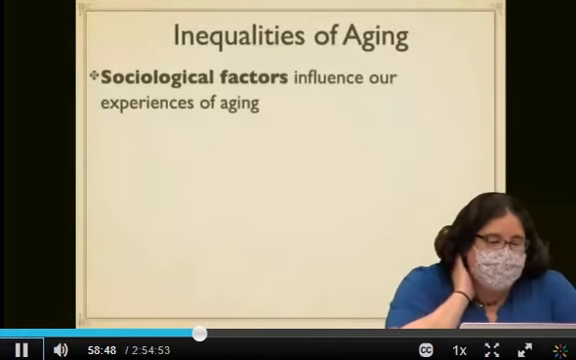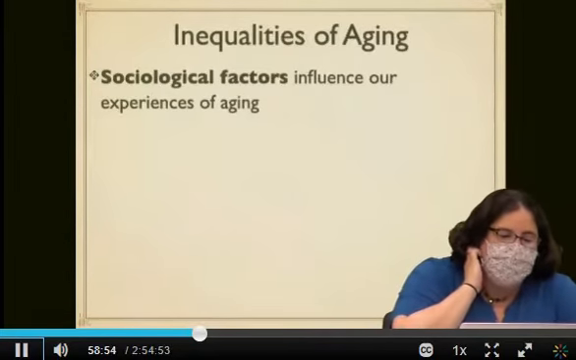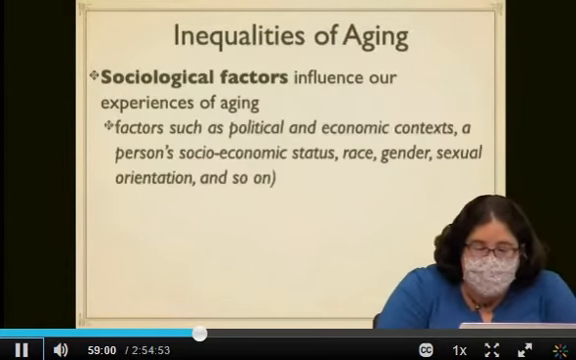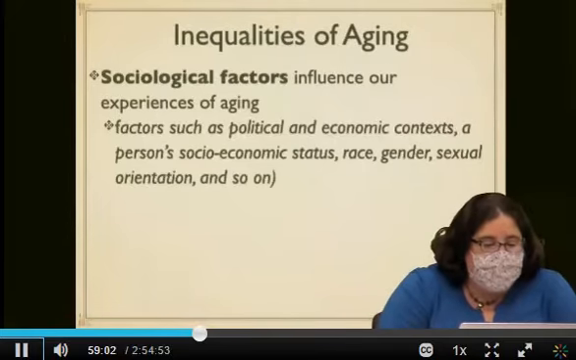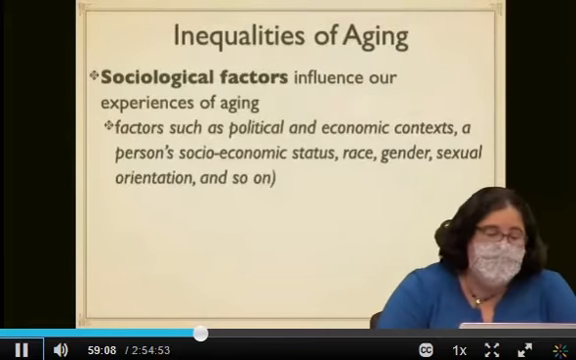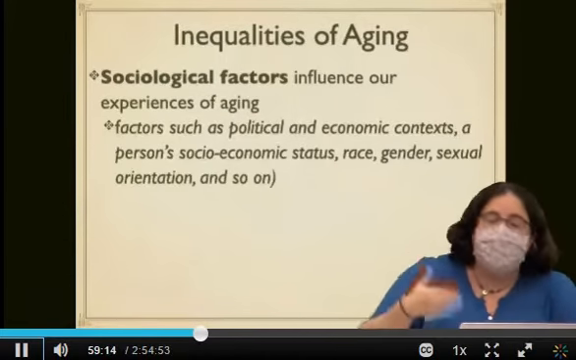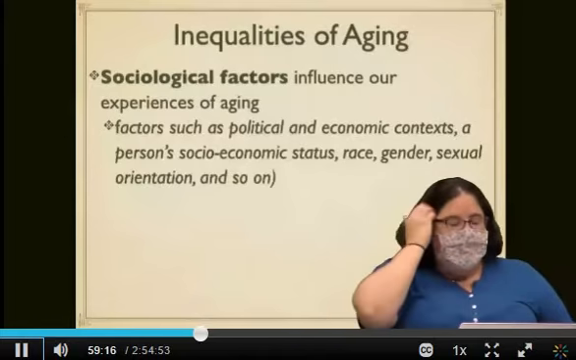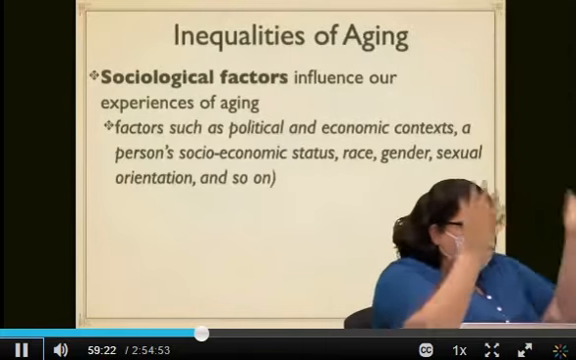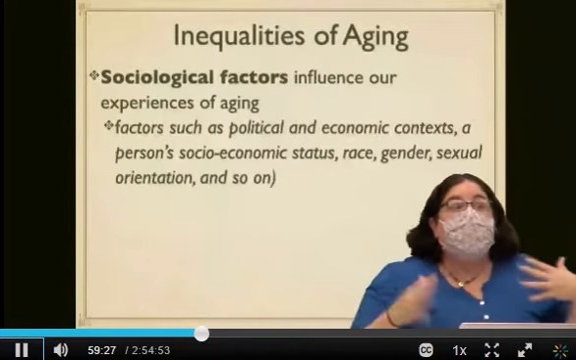But there are lots of sociological factors that influence our experiences of aging. The way that you age and experience aging is very different depending on where and how you live. Factors such as political or economic contexts, a person's socioeconomic status, their race, their gender, their sexual orientation, all of those things can play a role in how a person ages. You remember the term intersectionality? Race doesn't exist in a vacuum, gender doesn't exist in a vacuum. All of these things interplay with one another, including age.